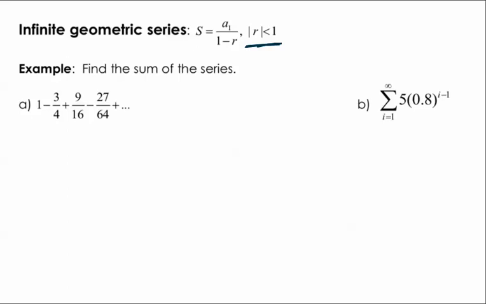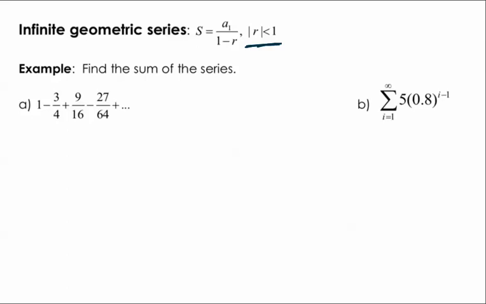Because if the absolute value of r is bigger than 1, then the numbers are just getting so big that you can't add them together. You're going to end up adding infinity. The numbers are going to be ginormously huge, so you can't add them together. So how can you add them together if the absolute value of r is less than 1?